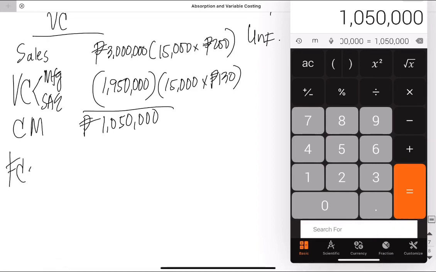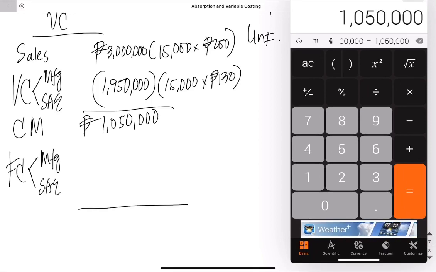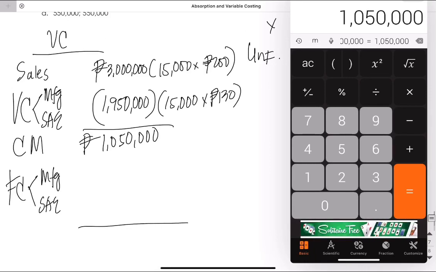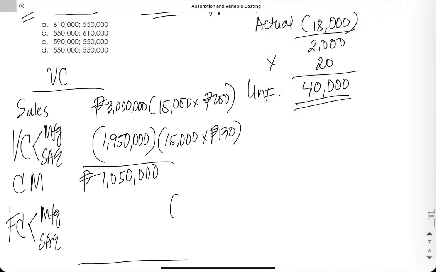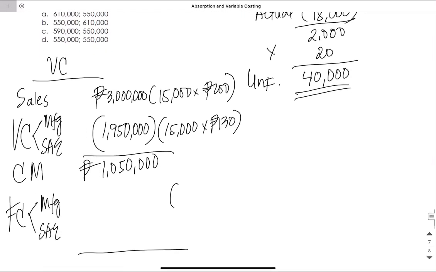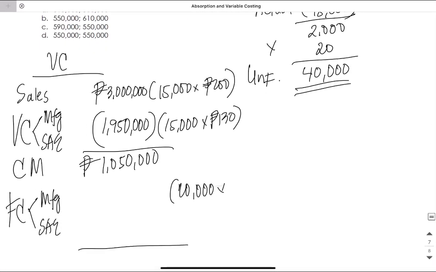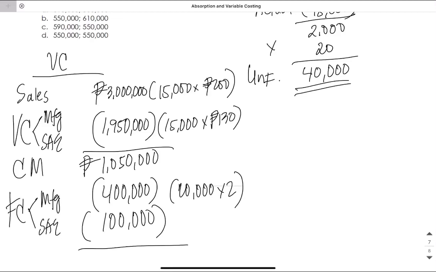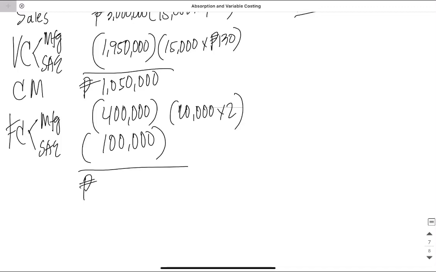Next, we have fixed costs, manufacturing and selling and admin again. For manufacturing, we are going to use the normal capacity again. So 20,000 times 20, so this is still 400,000. And our fixed selling and admin expense is 100,000, given. So same as the last one, this is 550,000. You can do it mentally. This is your variable costing income.